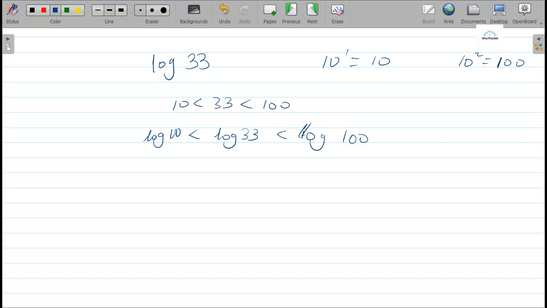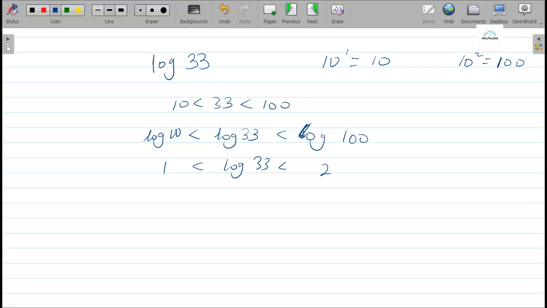So log 10 to the base 10 is 1, and log 100 is 2, and this means log 33 is between 1 and 2.